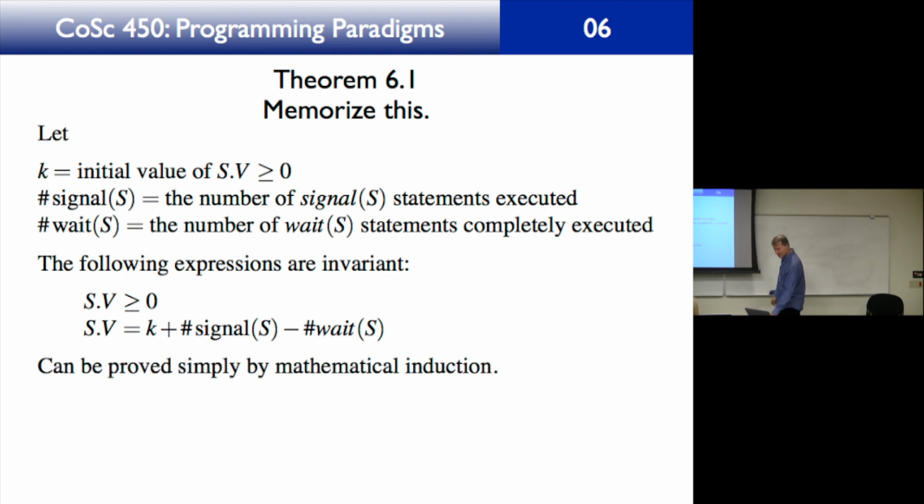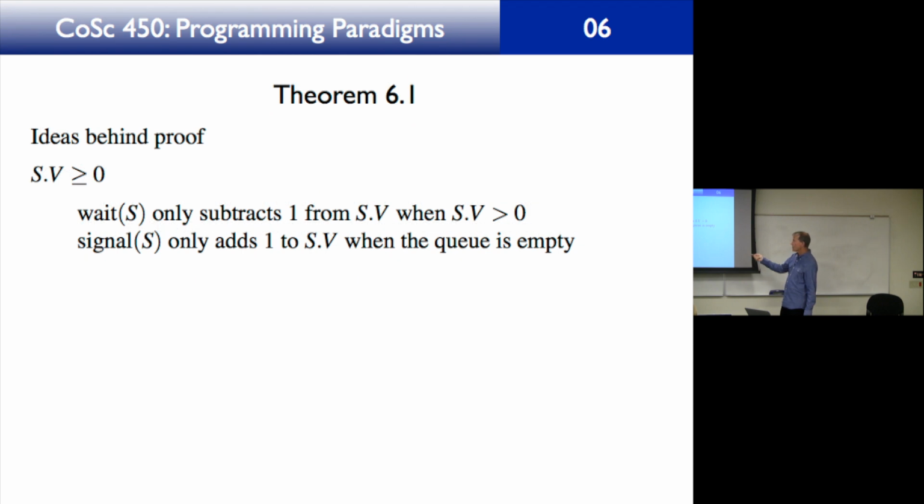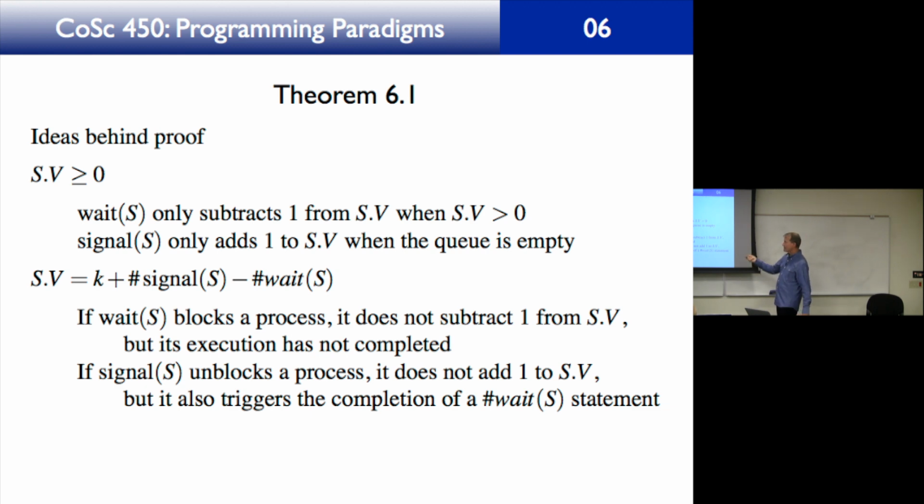We can prove these simply by mathematical induction. And you have already told me the idea behind the proof. So how do you prove that S dot V is greater than or equal to 0? Wait S only subtracts 1 from S dot V when S dot V is greater than 0. Signal S only adds 1 when the queue is empty. So that's the idea behind that proof. And then why is it that S dot V is K plus the number of signal statements executed minus the number of wait statements completely executed? Because if wait S blocks a process, it does not subtract 1 from S dot V, but it's executed, has not completed. Yeah? Are we good? Okay, so that's theorem 6.1.